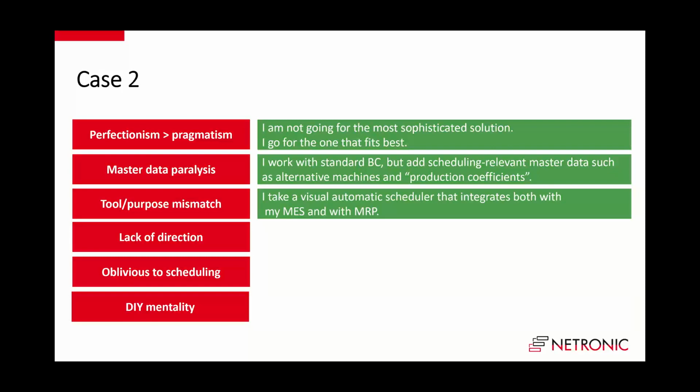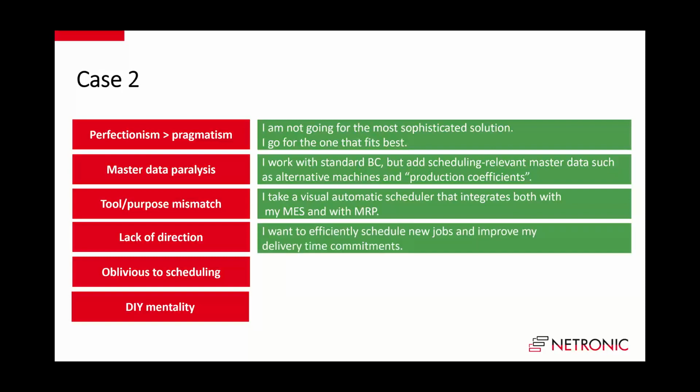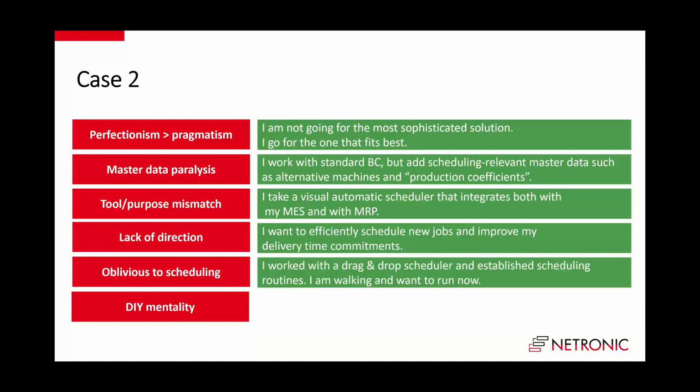And I take a visual but automatic scheduler that integrates both with my MES, so no longer a work order list, and with MRP. So I really fill this gap between MES and MRP. And what I really want to do is efficiently schedule new jobs and improve my delivery time commitment. So I need some scheduling efficiency. The pure manual drag and drop does not work. I want to improve my efficiency.